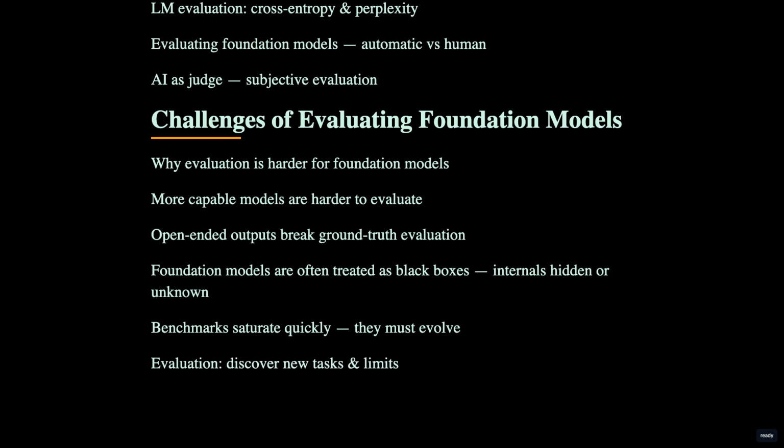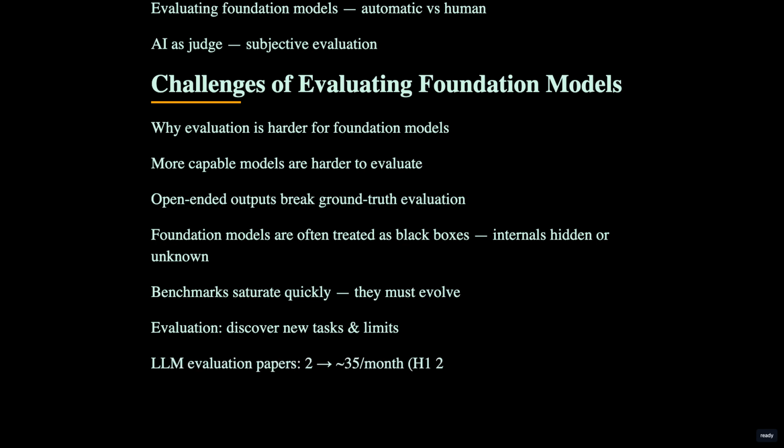For general-purpose models, evaluation isn't just about benchmark scores on known tasks. We must both measure performance on familiar tasks and actively search for new, unexpected abilities, including ones that could exceed human capabilities, to understand a model's true potential and limitations.